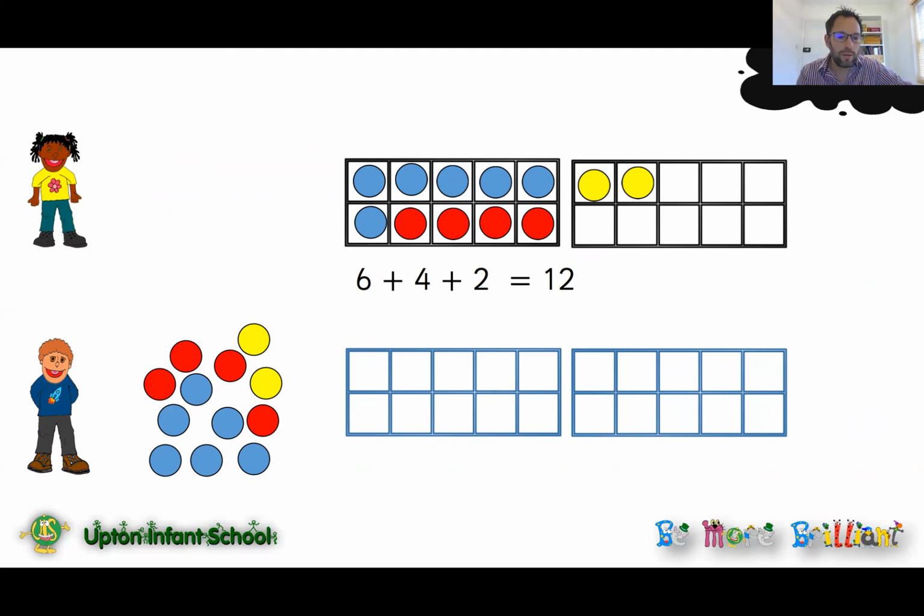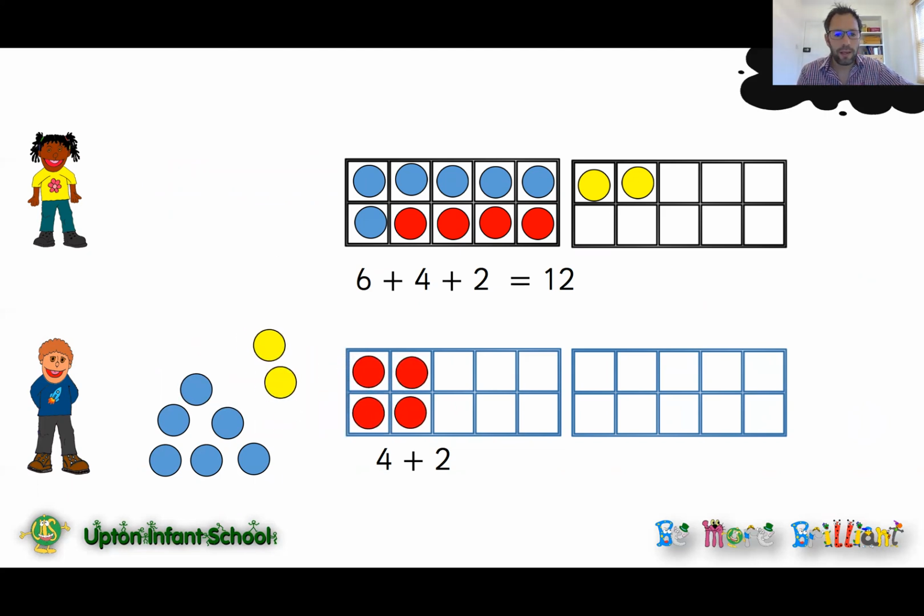What about you, Walt? What are you going to do? Oh, he's spotted that he's got 4 red counters. And he's got 2 yellow counters. I wonder what he's thinking. Oh, look, I know what he's thinking. He's spotted that 4 and 2 is 6.